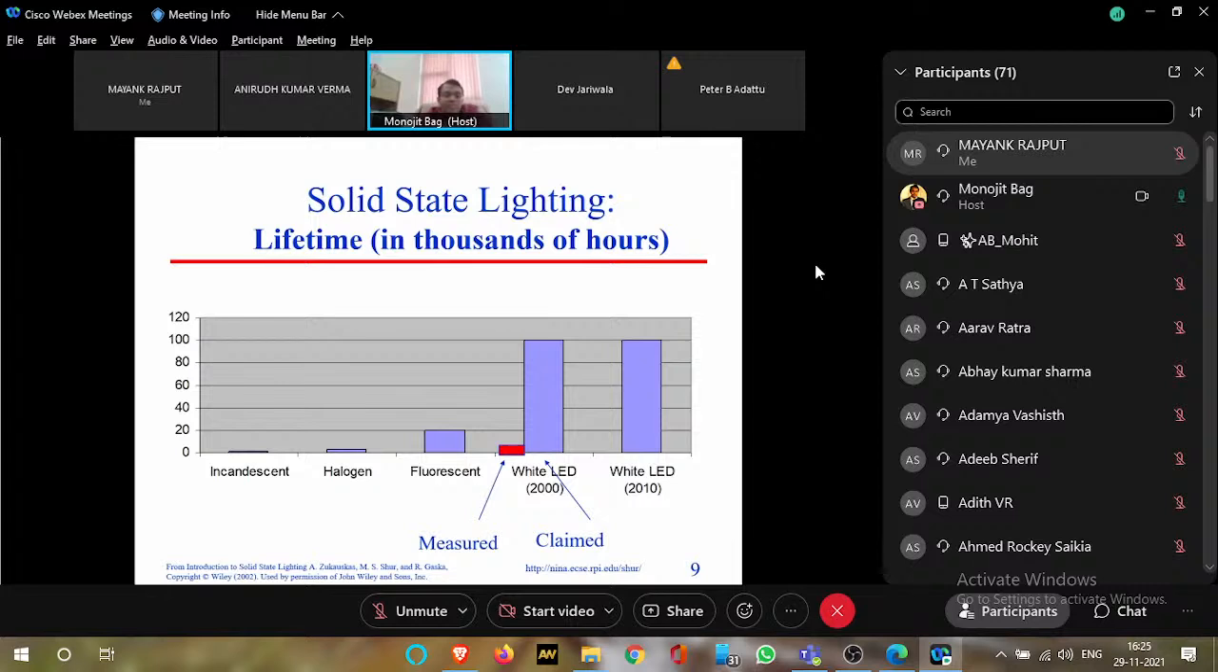At the same time, you can see the lifetime of these LEDs is also quite high. Initially, it was not so high. It's the measured one; you can see the lifetime was not so high, so it is claimed that it would have a very long lifetime. But nowadays, all these lamps have a very long lifetime. So even if you invest at a higher price, it can last for a long time. So its payback time is quite short in that sense.